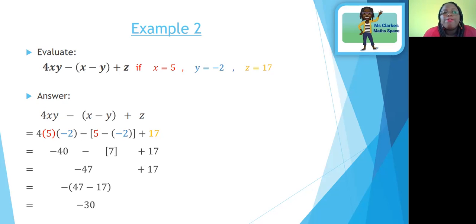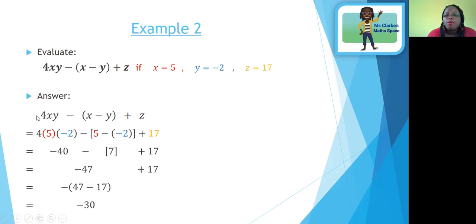So evaluate 4xy, take away, open bracket, x minus y, close bracket, plus z, if x is equal to 5, y is equal to -2, and z is equal to 17. So let's take it piece by piece. You would have noticed that I use colors to help us differentiate the terms, the variables. So x is red, y is blue, and z is yellow. And we're doing this so that when we see the substitution, it's easier for us to identify.